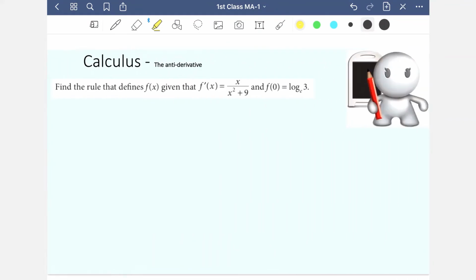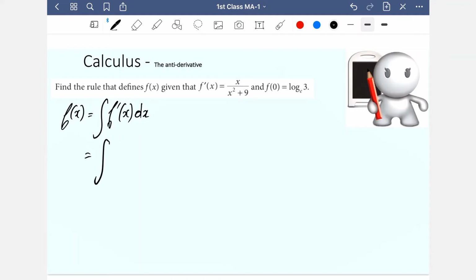So now we move on to the other part of calculus, which is integral calculus. And let's have a look at this question over here, which is all to do with the antiderivative. So you've been asked to calculate f of x, and you have been given f dash of x. So the link there is that f of x is the integral of f dash of x with respect to x. So what I'm really after here, guys, is the integral of x over x squared plus 9 with respect to x.